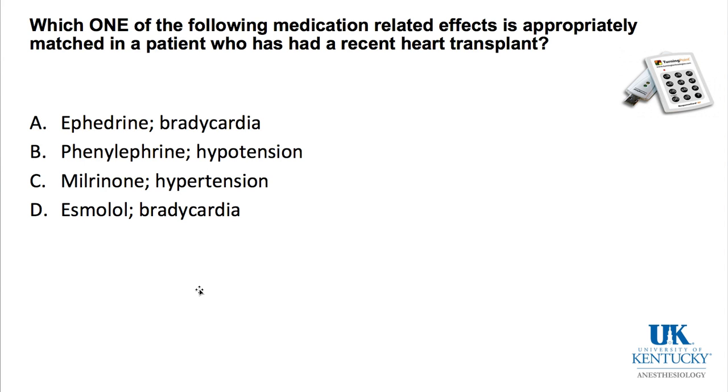Which one of the following medication-related effects is appropriately matched in a patient who's had a recent heart transplant? Heart transplant, you've denervated the heart, cut the vagus nerve, cut the sympathetic nerves. Ephedrine will not cause bradycardia. Phenylephrine will not cause hypotension. Milrinone will not cause hypertension, but esmolol will cause bradycardia. There's still beta receptors present on the heart that will respond to a beta blocker.